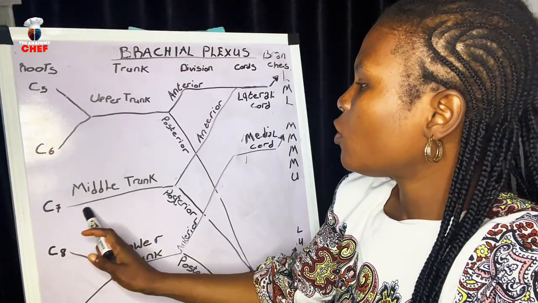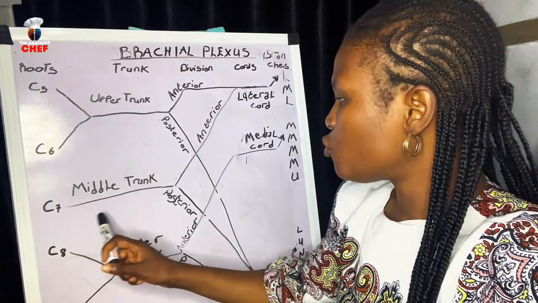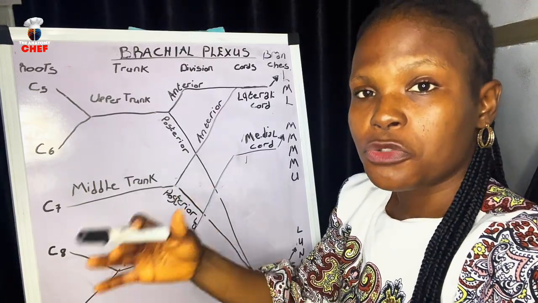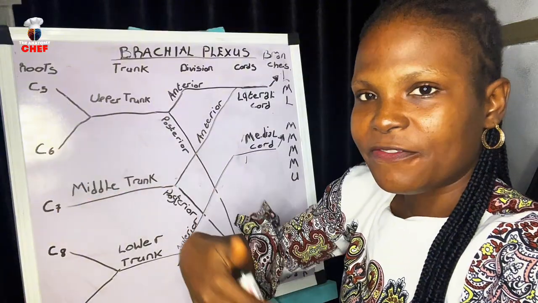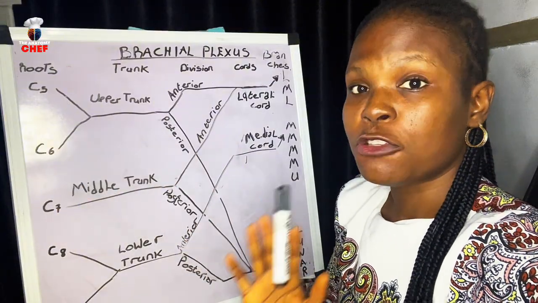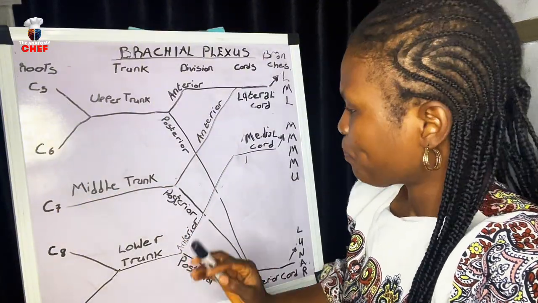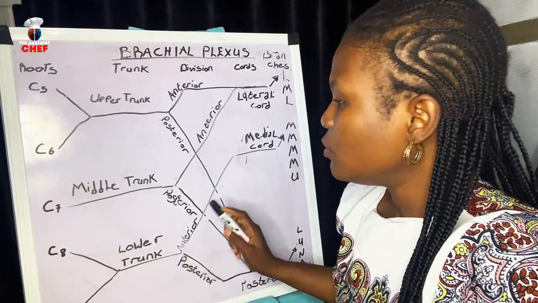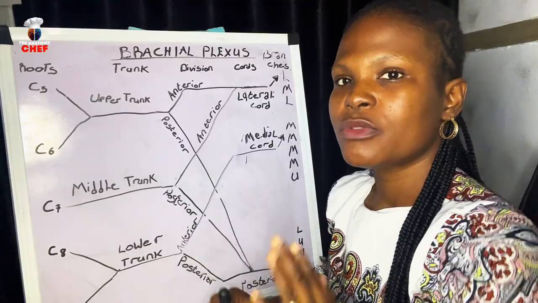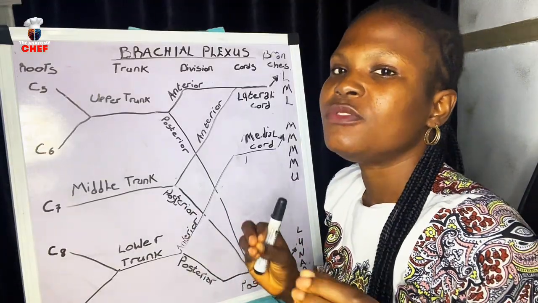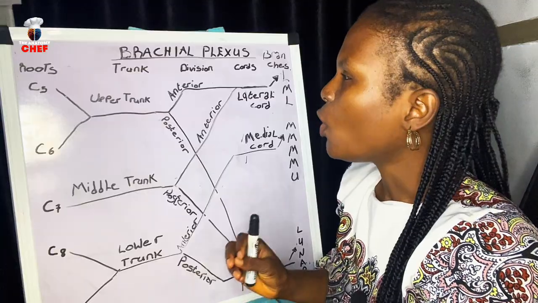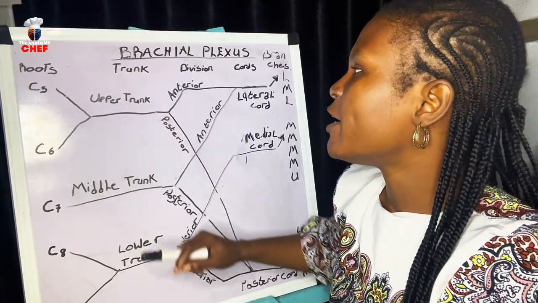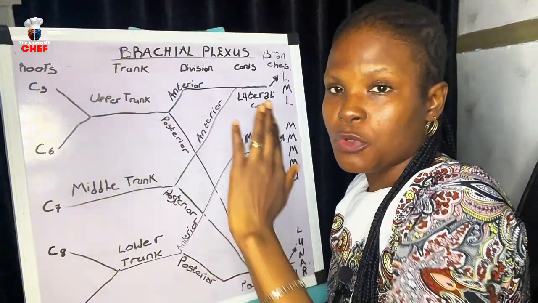Remember that the trunk of the C7 runs straight up and gave rise to two divisions too. So what you just need to know is that each of the trunks divided to give rise to two divisions. Okay, good. We have the lower trunk now, with the anterior and the posterior. So each of the divisions became anterior and posterior divisions of the particular trunk of that particular root. So we have the upper trunk giving rise to the anterior and the posterior divisions.